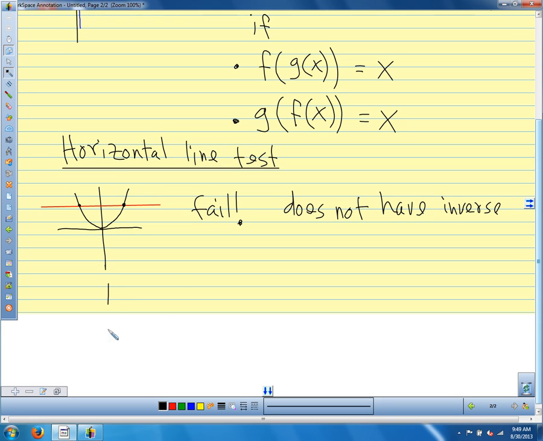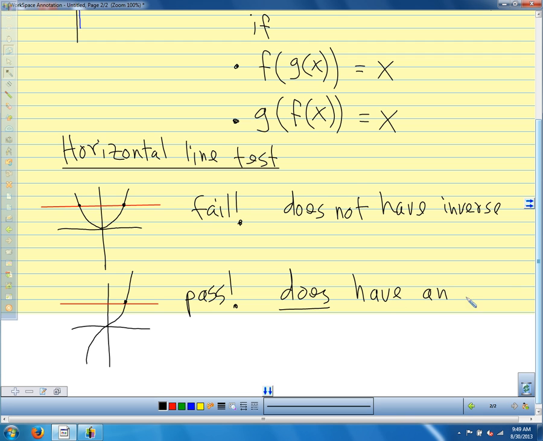If we look at a cubic function, my horizontal line here, no matter where I put it, it's just going to touch the graph in one place. So this would be a pass. And this function does have an inverse. So a horizontal line test from a graph, that's what tells us if our function is going to have an inverse.